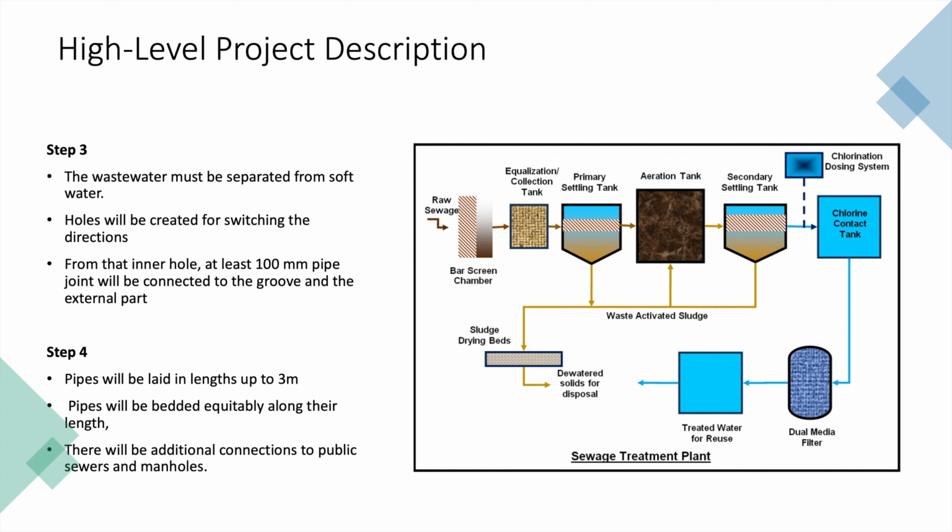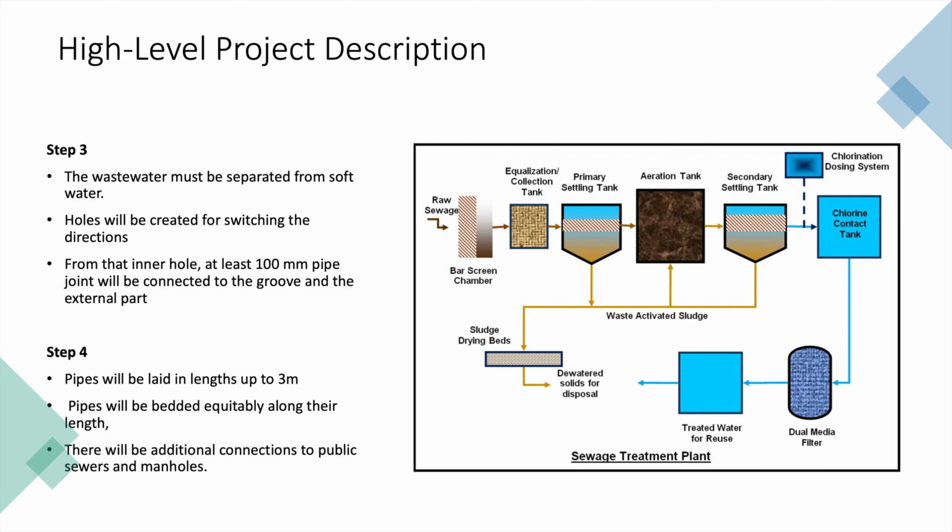For step 3, the wastewater must be separated from rocks, trees, marks, and all that junk must be removed from the soft water. Holes will be created for switching the direction or turning about for maintenance later. From that inner hole, at least a 100mm pipe joint will be connected to the groove and the external part. At least a 150mm long pipe must be attached.